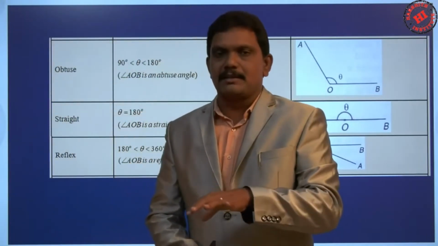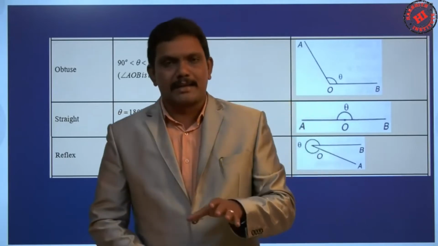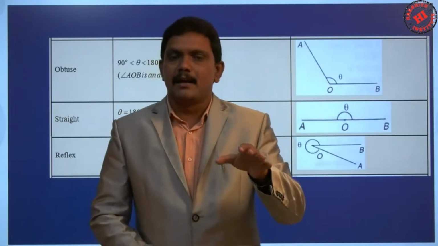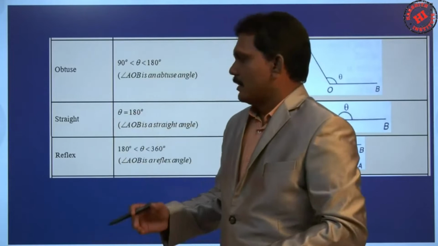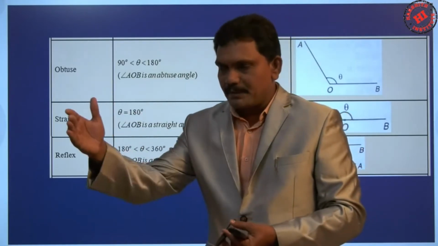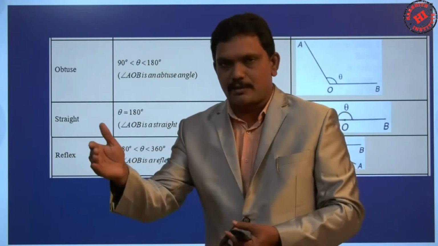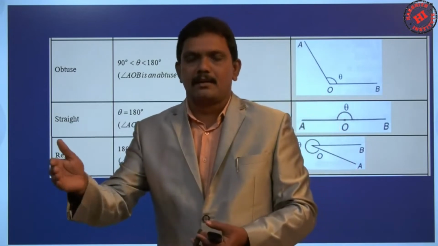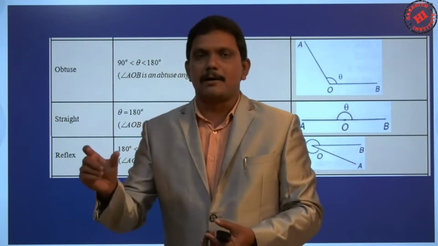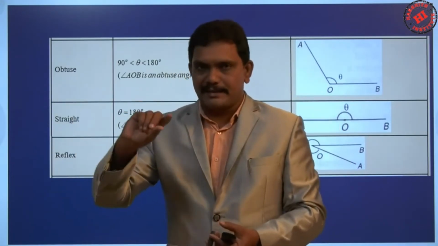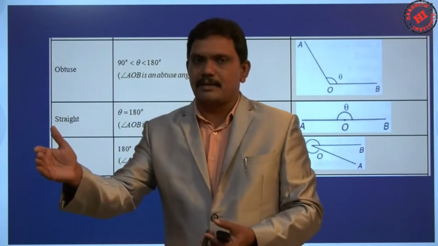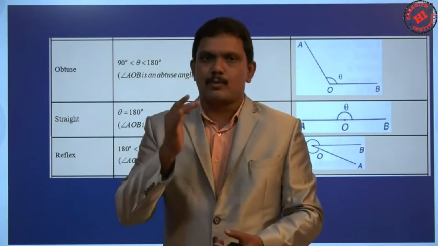In triangles, generally we come across acute angles, right angles, and obtuse angles. Acute angle means it lies between 0 and 90, more than 0, less than 90. Right angle: theta equal to 90 degrees. Obtuse angle: more than 90, however less than 180, that is, 90 less than theta less than 180.